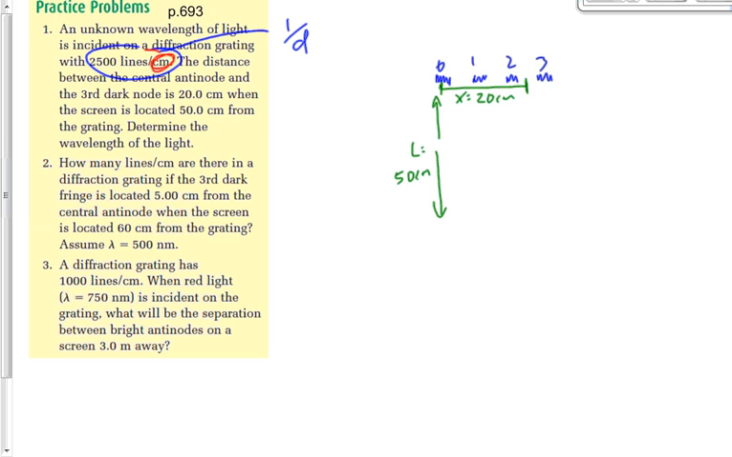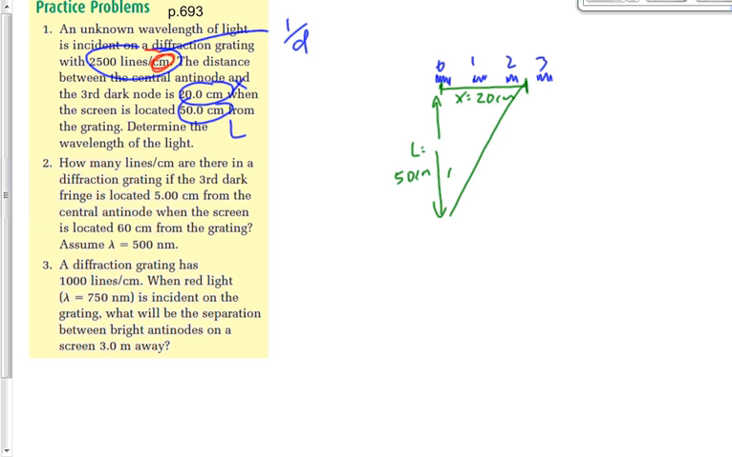Looks like with what we have here, we want to use the equation lambda is equal to xd over n times L, but we have an issue with that. We can't do that because L is not greater than 10 times x. If we multiply x by 10, then we're going to get 200. So L is not even close to being greater than 10 times x. So let's figure out what the angle is.